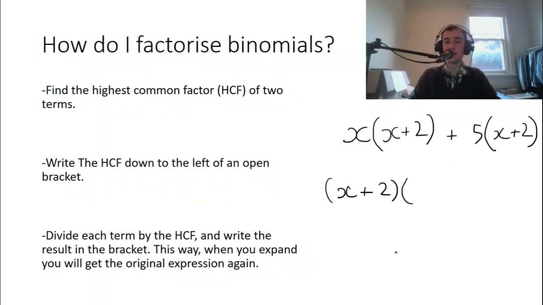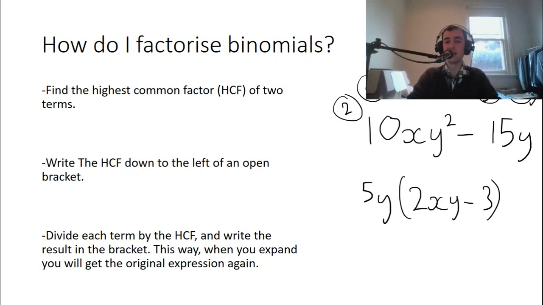Well, if we start off with this one, if I am dividing this term by x plus 2, you can see hopefully that these two terms cancel out. And so all I've got is x here. And if you divide this whole thing by x plus 2, you can see that the x plus 2's again are going to cancel out. And I'm only going to have 5 left. And that's it. This is my highest common factor. This is the other factor.